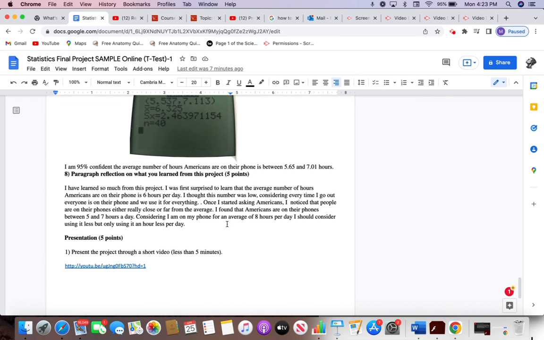Considering I am on my phone for an average of 8 hours per day, I should really consider using it less, but really not by much. I only need to use it at least 1 hour less.